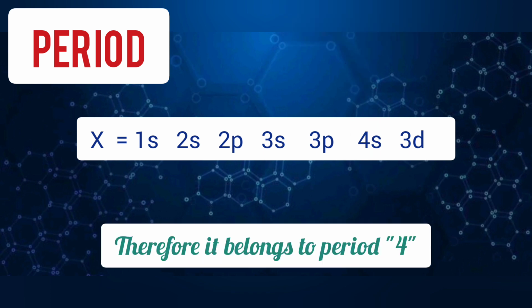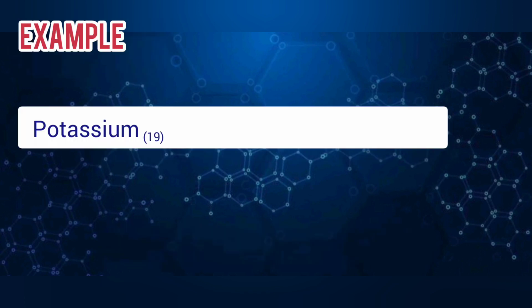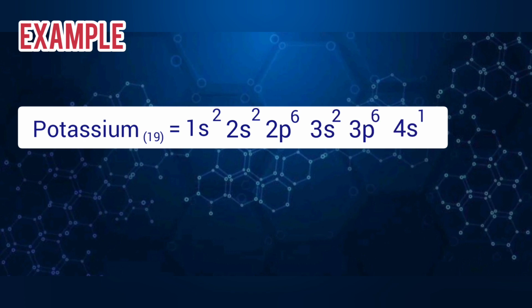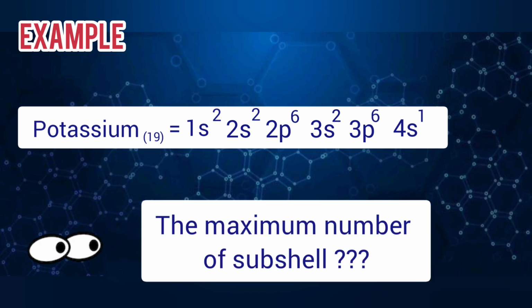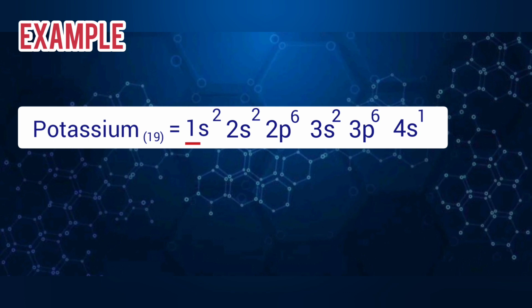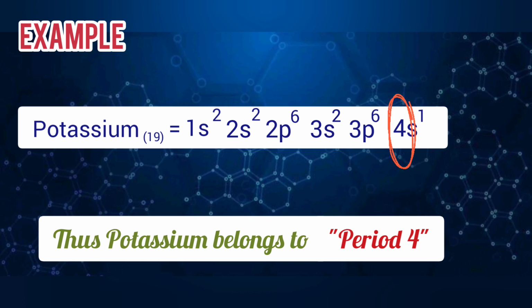To understand it easily, let us take an example. We'll take the example of potassium. The atomic number is 19 and the electronic configuration is 1s2, 2s2, 2p6, 3s2, 3p6, 4s1. Now what we have to see is the maximum number of subshell. As we can see here, the subshells are 1s, 2s, 2p, 3s, 3p and the maximum one which is present is 4s. So from this electronic configuration we can say that potassium belongs to period number 4.